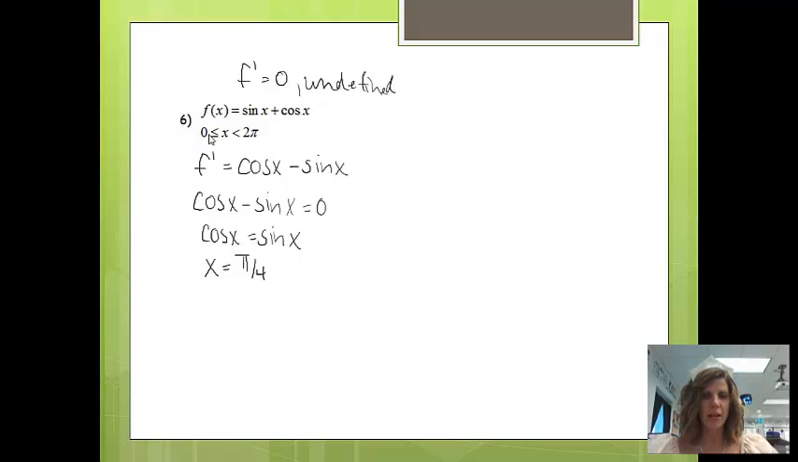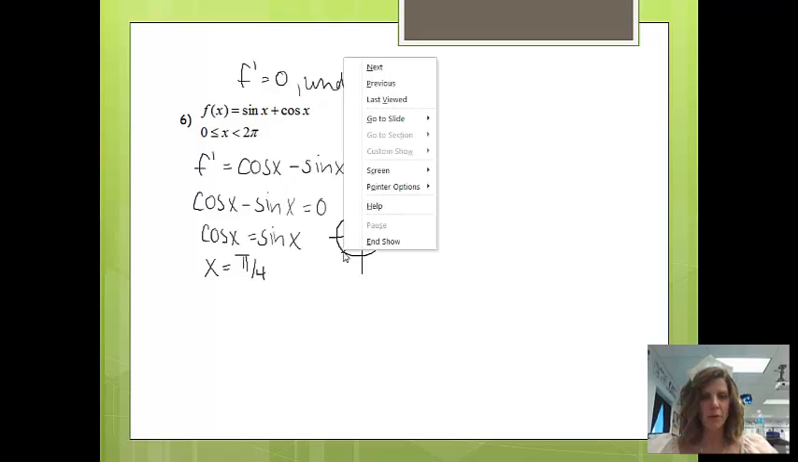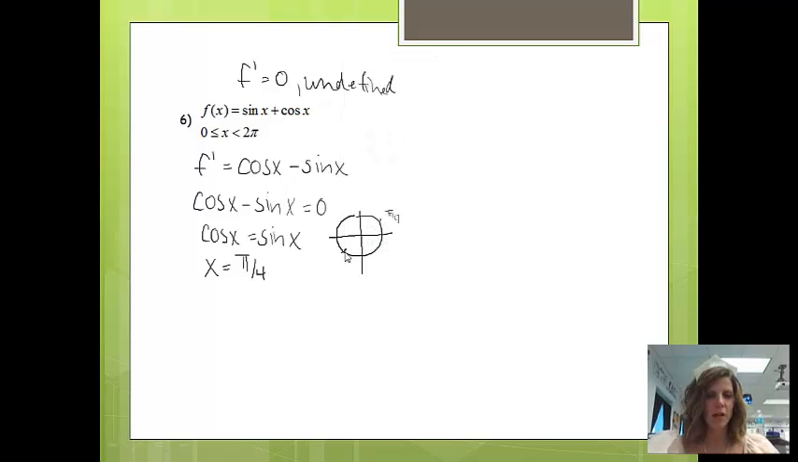And then since this goes from 0 to 2 pi, I actually also know there's another place where they equal each other. I know they do equal each other at pi over 4, but they also equal each other at one of the other pi over 4s. And I know that they're both negative down here in the third quadrant. So that would actually be at, we've got 1/4, 2/4, 3/4, 4/4, that would be at 5/4 pi. So those would be my critical numbers.